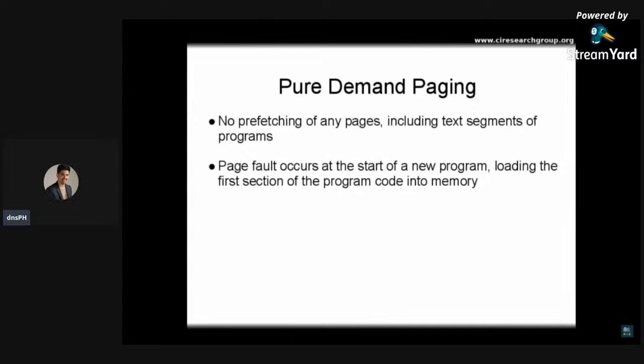When memory is limited, or electrical power is severely limited, a pure demand paging approach to fetching may be appropriate. Pure demand paging does not prefetch any pages, including the text segments of newly started programs. When a new program starts, a page fault occurs at the first instruction, and the first page of the program code is loaded into memory.